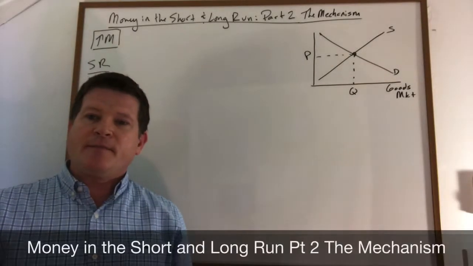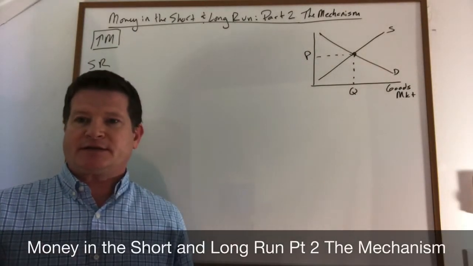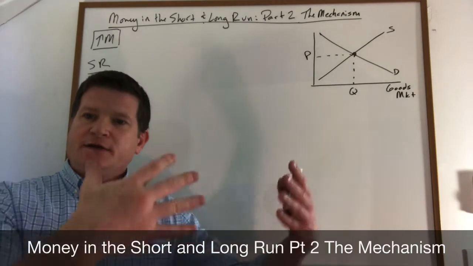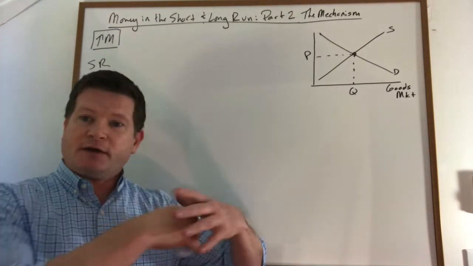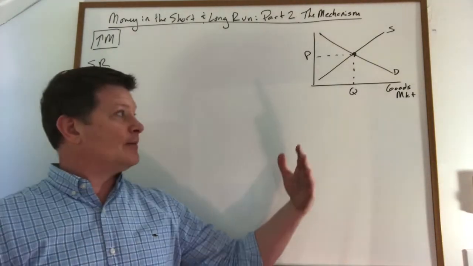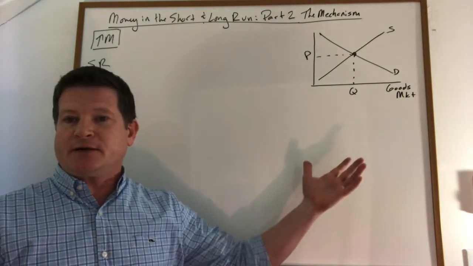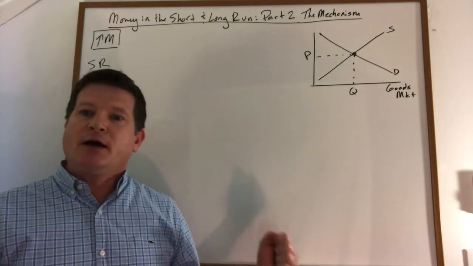Let's now look at the mechanism behind the monetary process. So, when money is injected into the economy, how does it get through the system and end up affecting prices and potentially GDP in the short run?